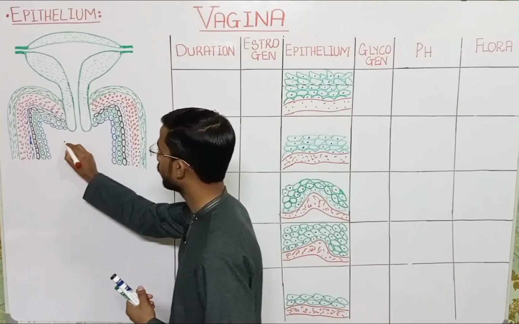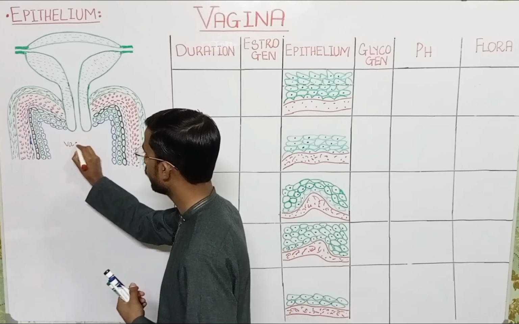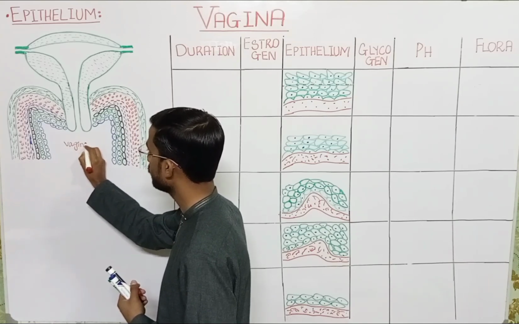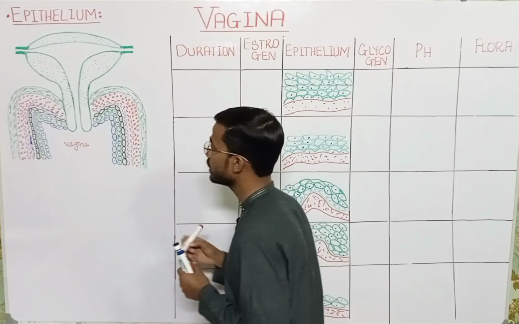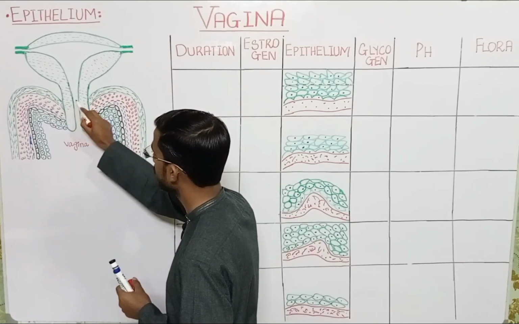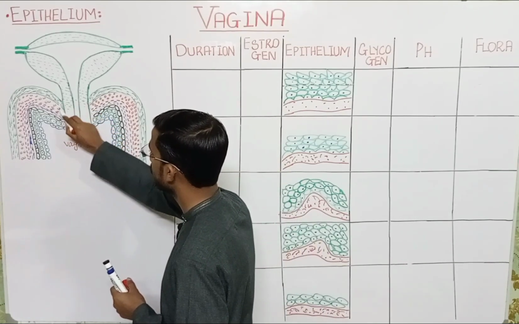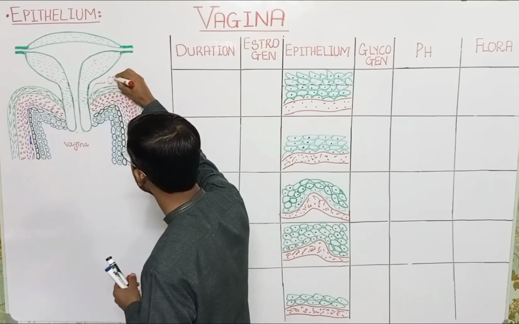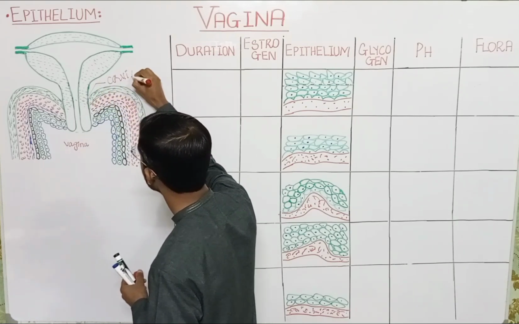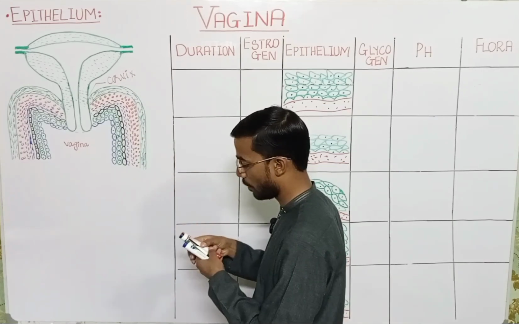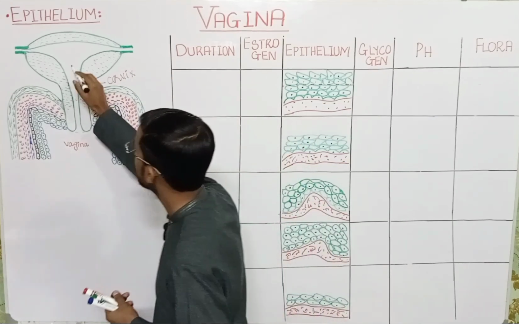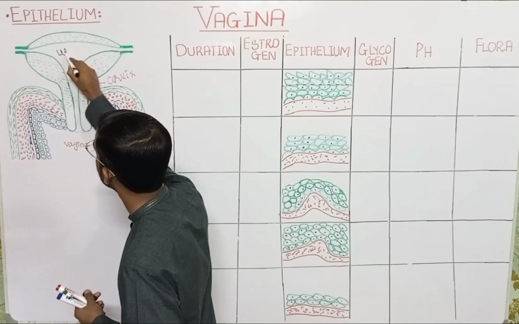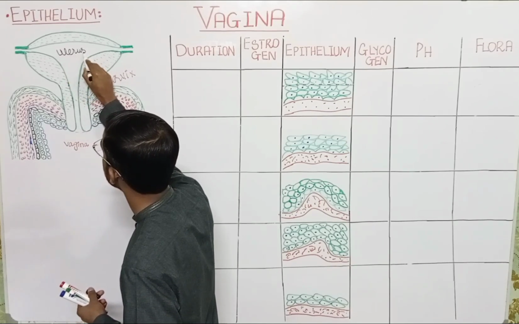So as you see, here is the structure. This portion is for the vagina. This is the portion of the vagina, and after that you will see that this area is for the cervix. So this is the portion which is for the cervix, and the upper portion is the uterus. This is the uterus.